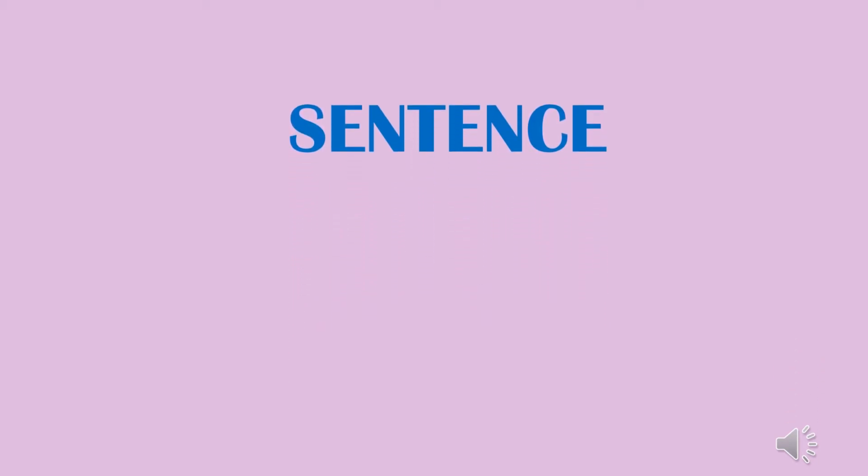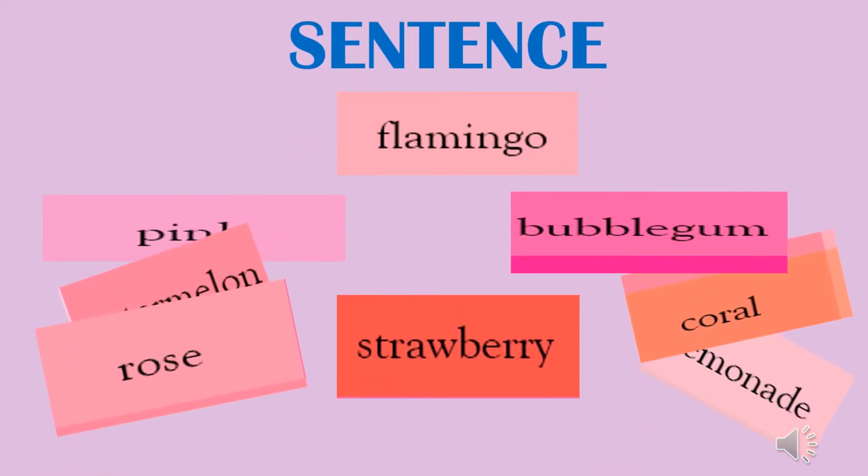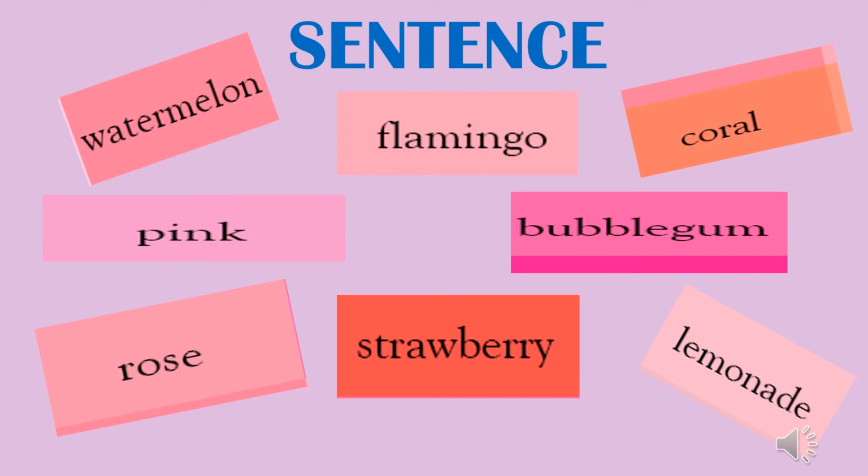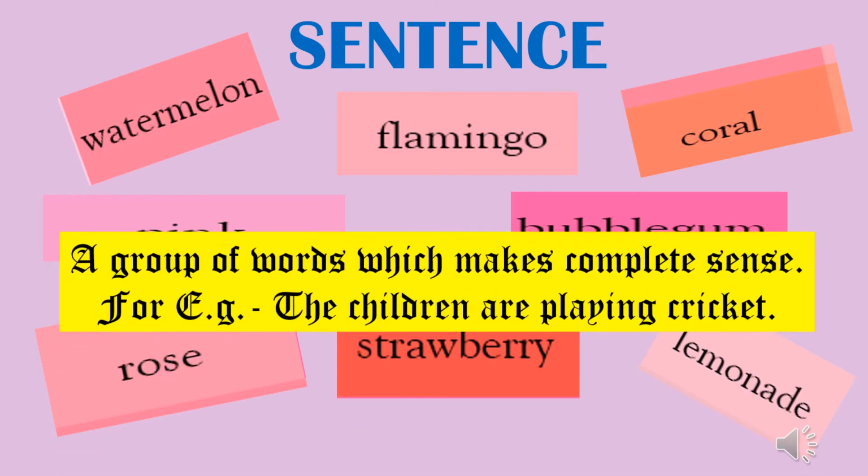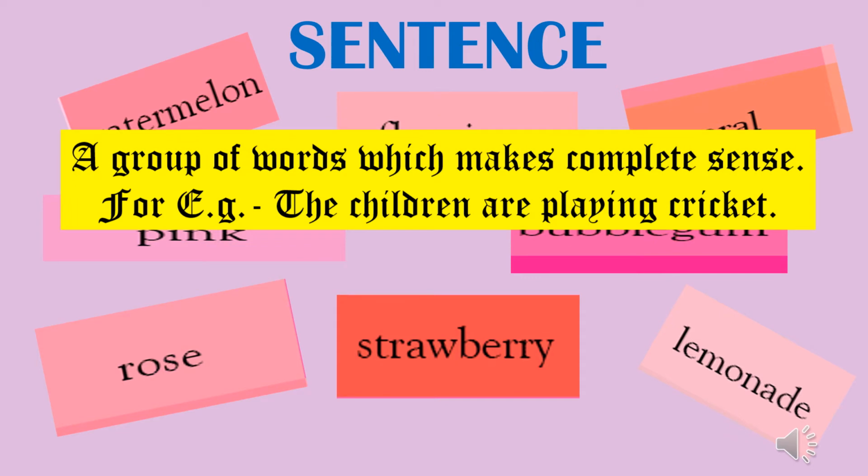Bunny told me that the subject and predicate are found in a sentence. On the screen, you can see some words being displayed. Are they making any sense to you? Well, no. Why? Because they are not arranged properly. So, then what is a sentence? A sentence is a group of words which makes complete sense.